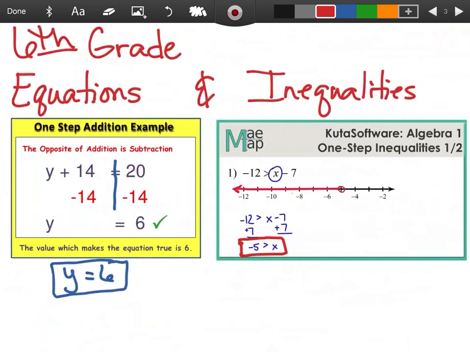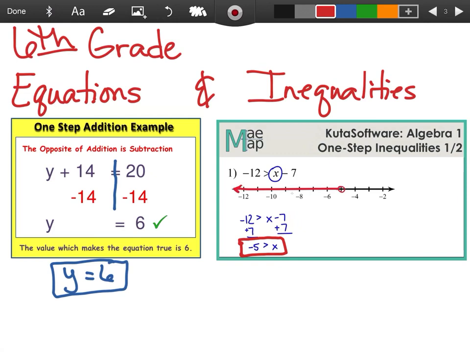In 6th grade, you just did the basic equations and inequalities. You solved y plus 14 equals 20. To do so, all you had to do was subtract the 14 and you got y is 6. Very simple. Did the same thing with inequalities. The only difference is you then had to graph the inequality.